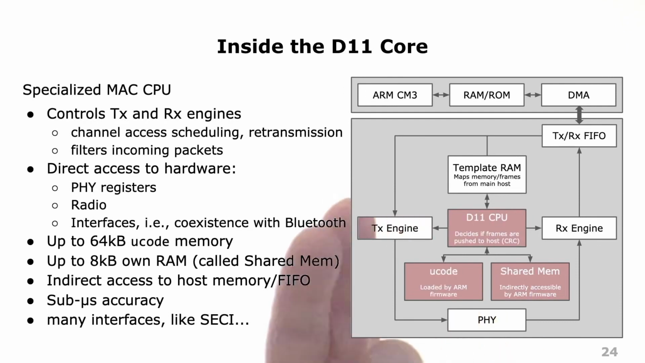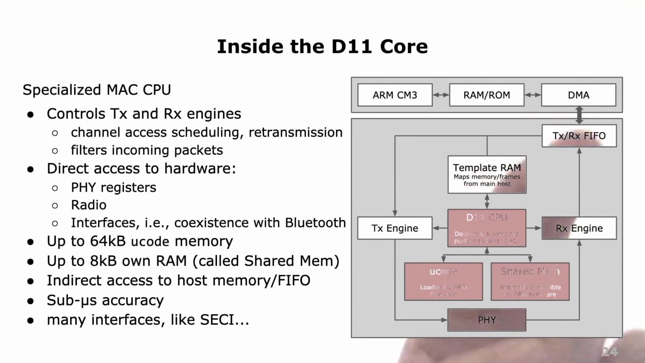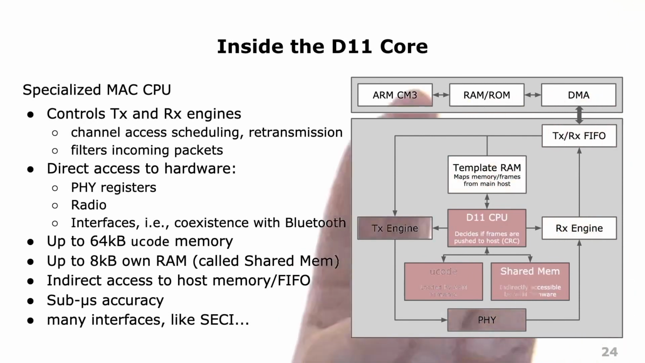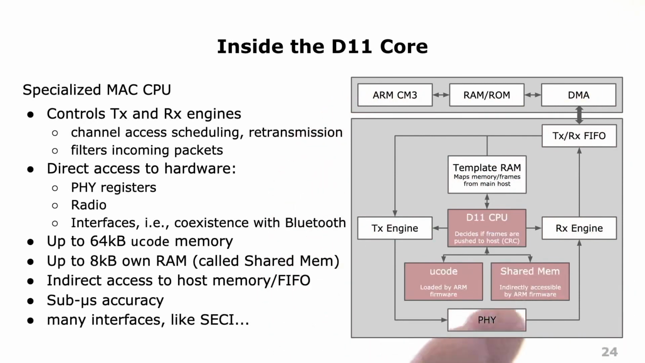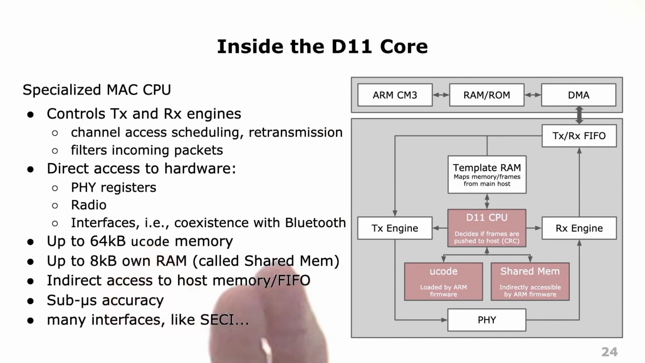First of all, it controls the transmission and reception engines, it manages channel access by scheduling transmissions, and decides which received frames should be pushed to the ARM core. It can configure the PHY and the radio, and it does so by running the U-code that is loaded to U-code memory by the ARM firmware at every initialization. D11 has access to limited memory called shared memory, up to 8 kilobytes, where it keeps its configuration and its state variables. D11 can also access indirectly the ARM memory, where packets ready for transmission are queued, so that it decides which packets can be transmitted or aggregated.